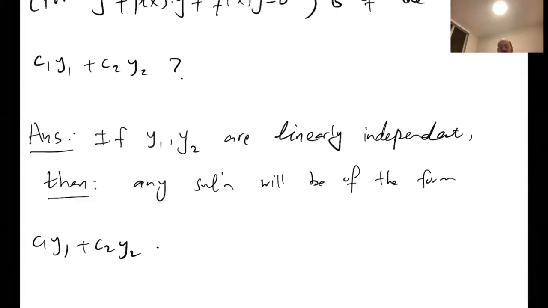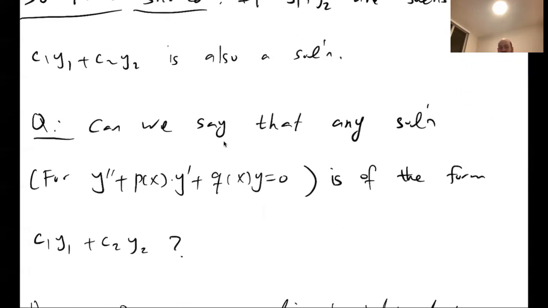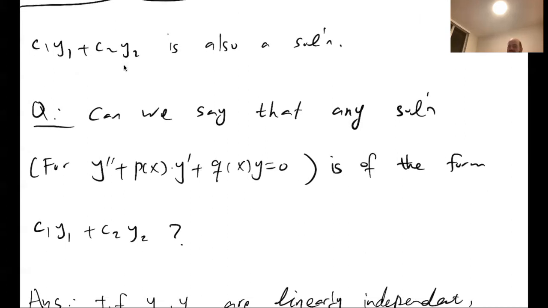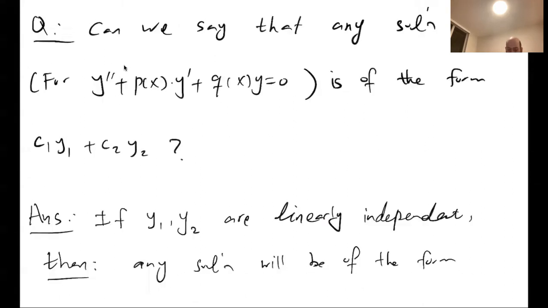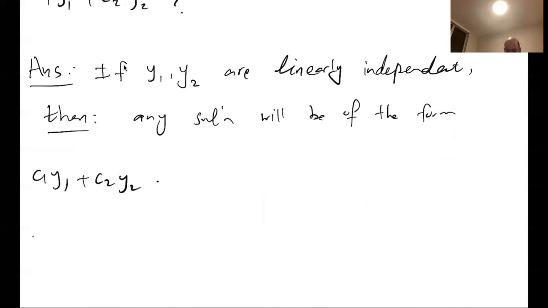So if Y1 and Y2 are not linearly independent, then this type of solution C1 Y1 plus C2 Y2 will not generate all the solutions. But if Y1 and Y2 are linearly independent, then this type of solution will generate all possible solutions of our ODE. So let me state this as a theorem.